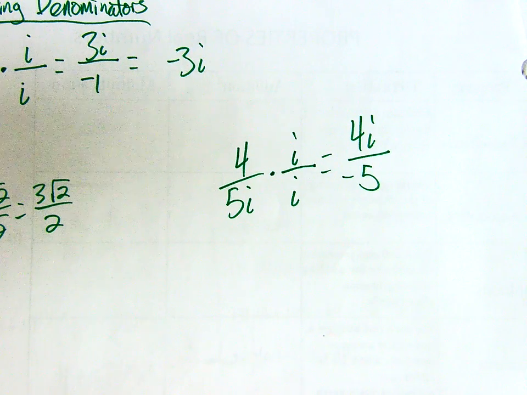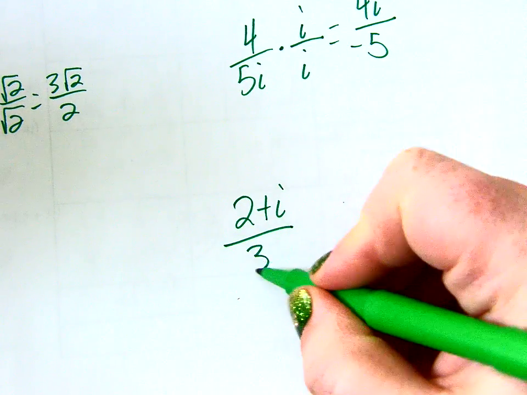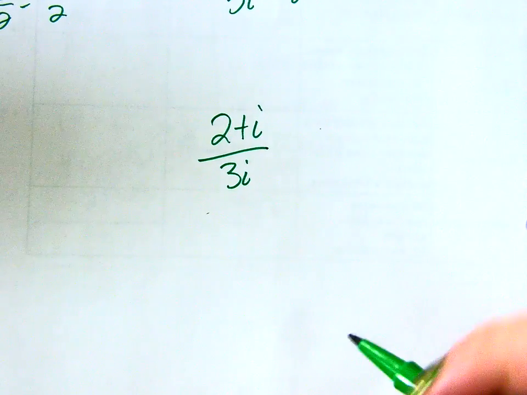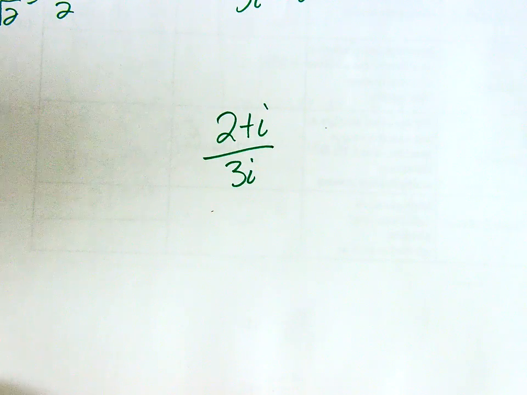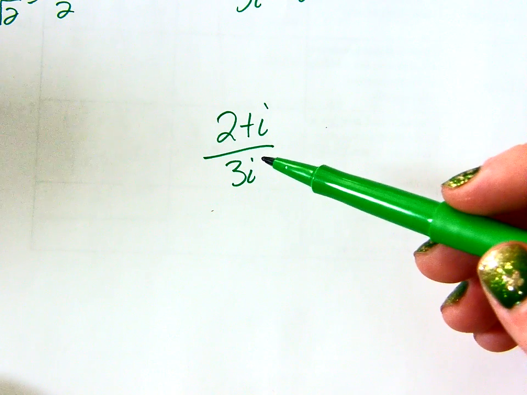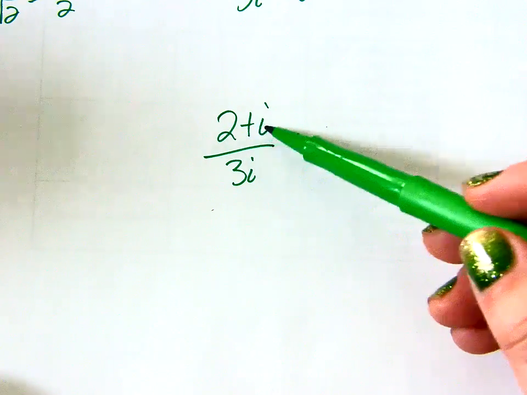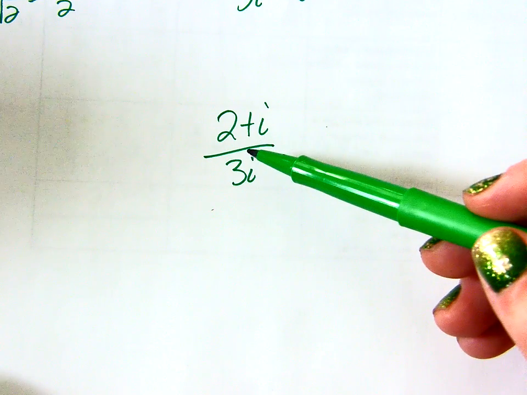What happens if you have something like this? Here's a common... Look at you go. There's a very common error that I don't want you to make. You can't cancel out those 2 i's. It doesn't work like that because it's part of a binomial. If it was multiplication, you could.